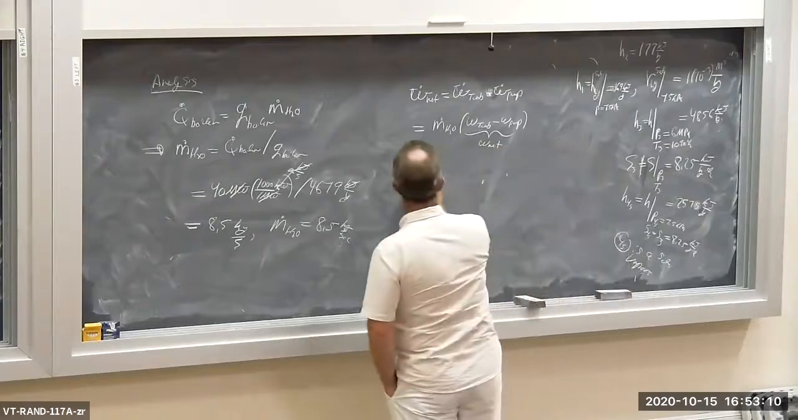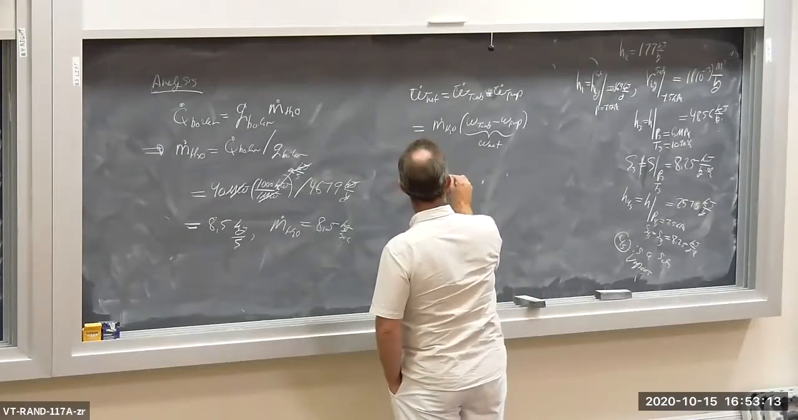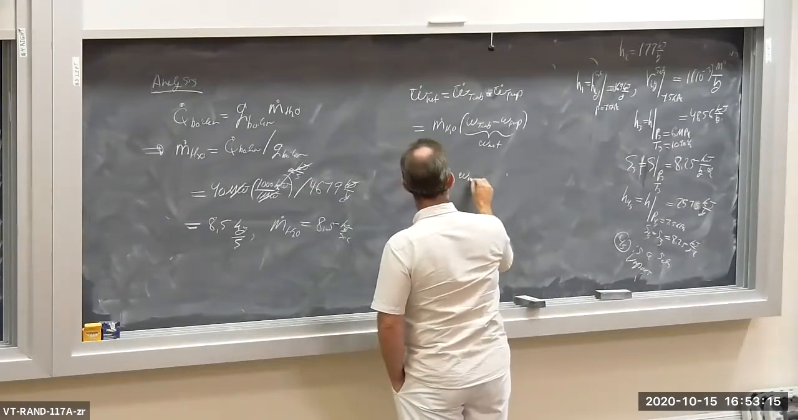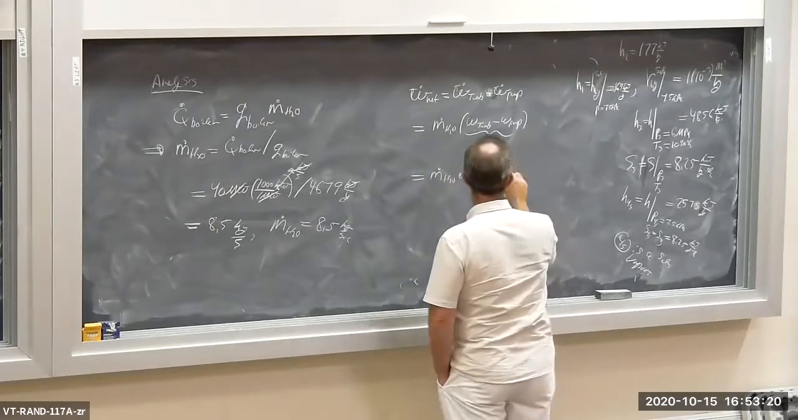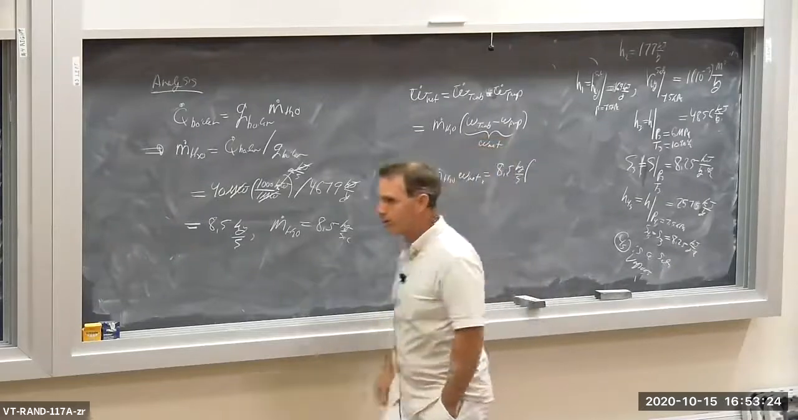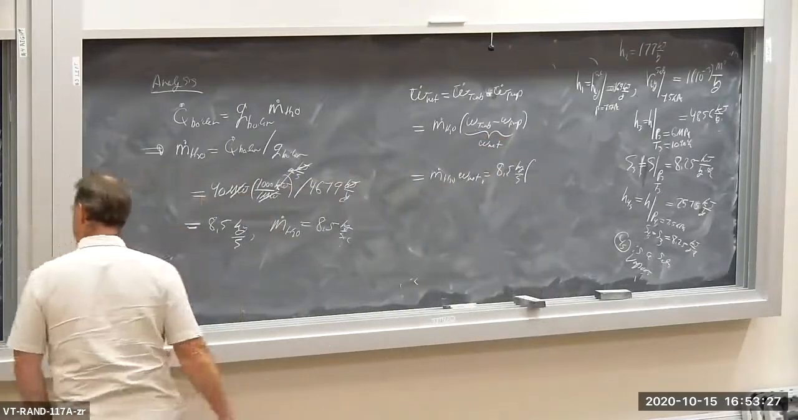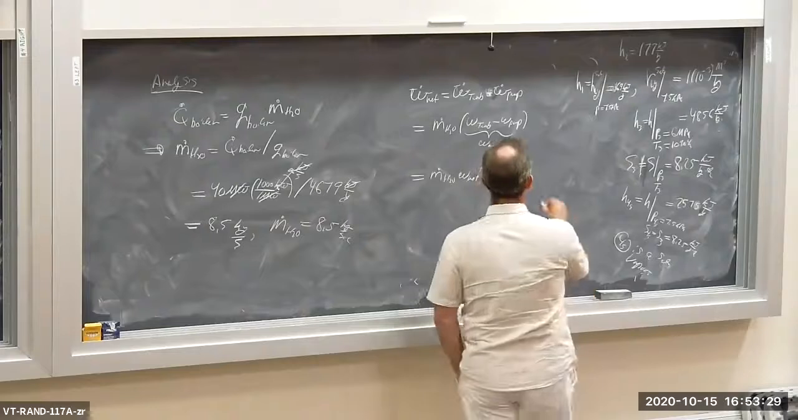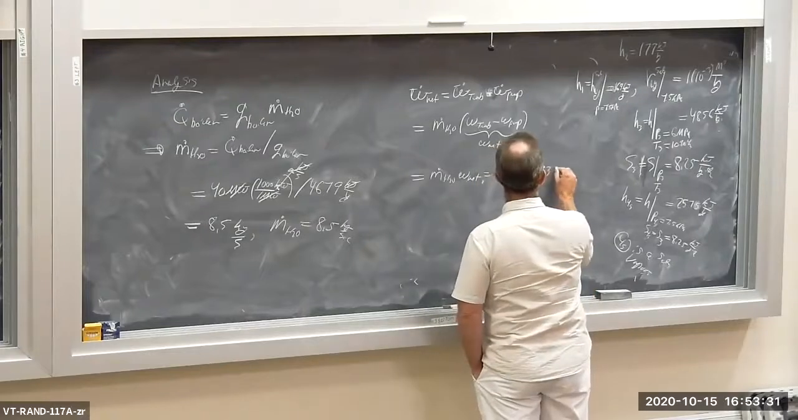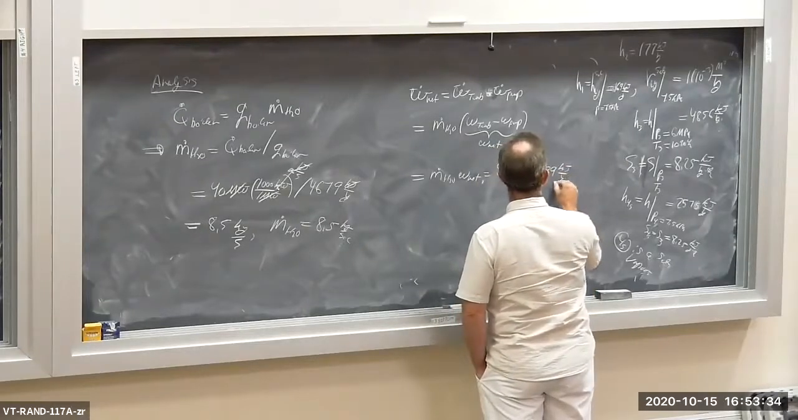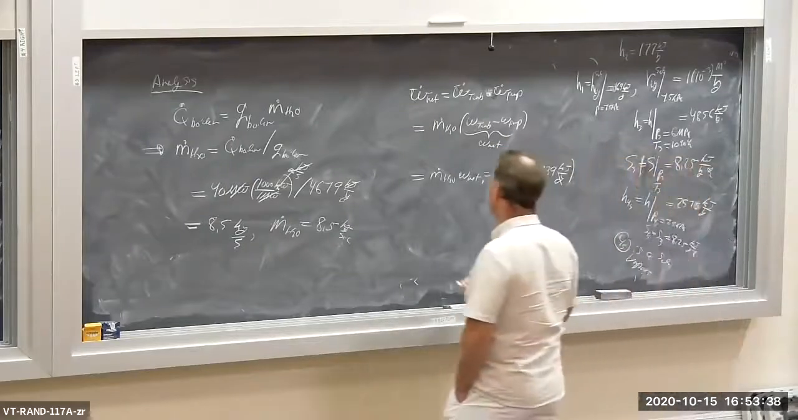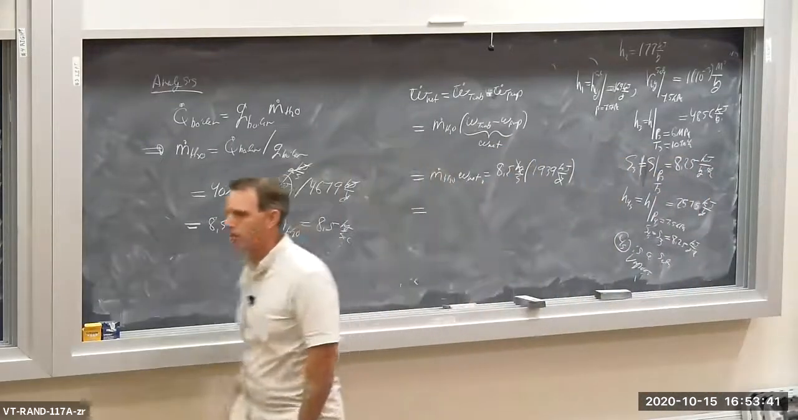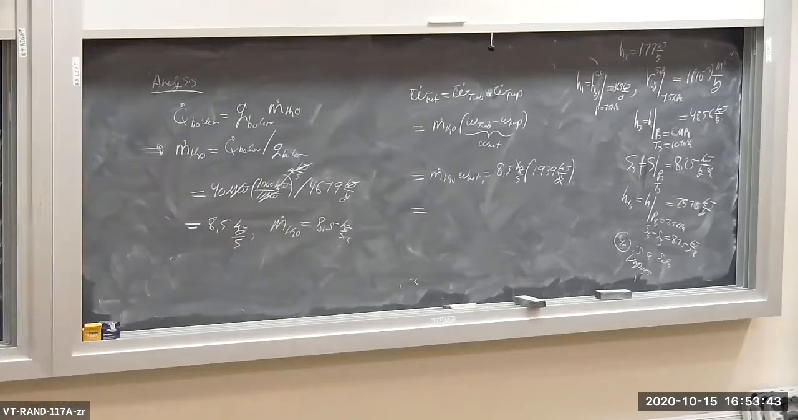So I get m dot H2O times w net, so 8.5 kilograms per second, and my net specific work is 1939 kilojoules per kilogram. Kilograms cancel out and I get kilojoules per second, so I'm going to get kilowatts. Probably want to convert that into megawatts.